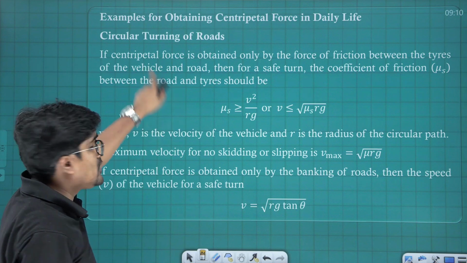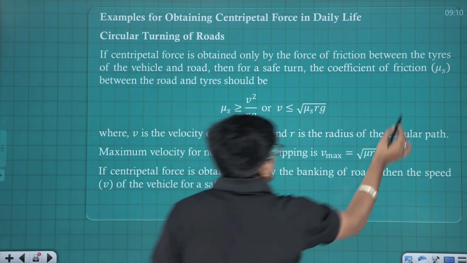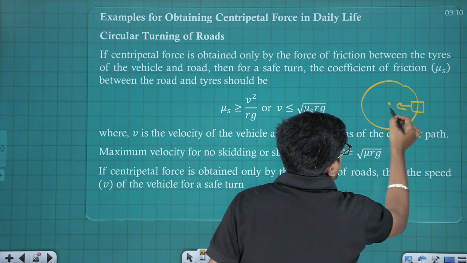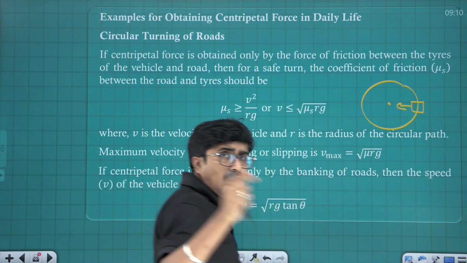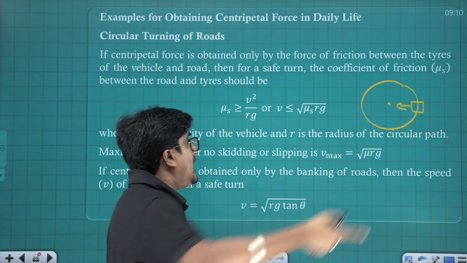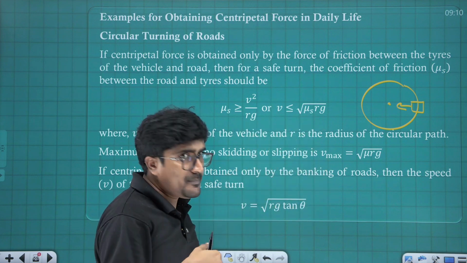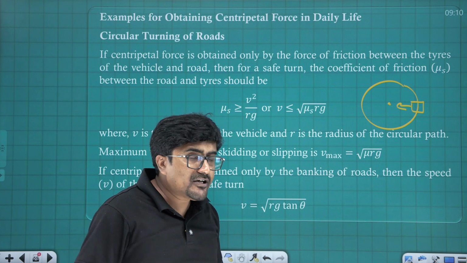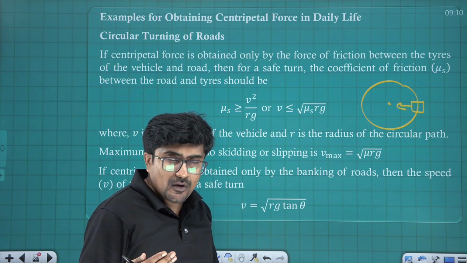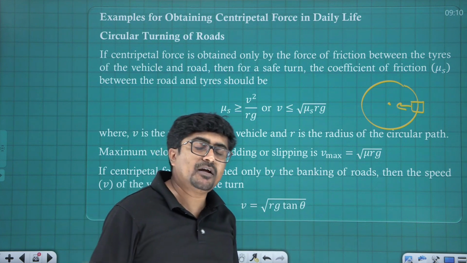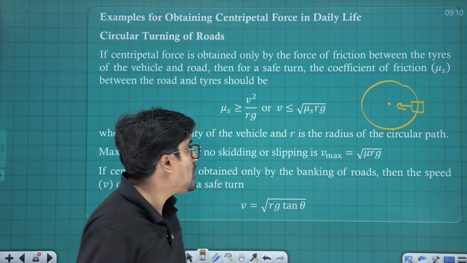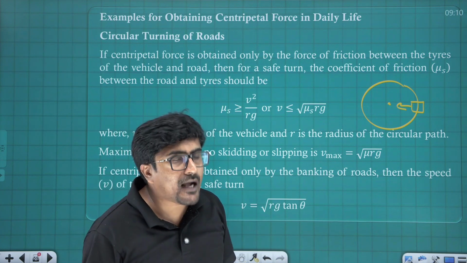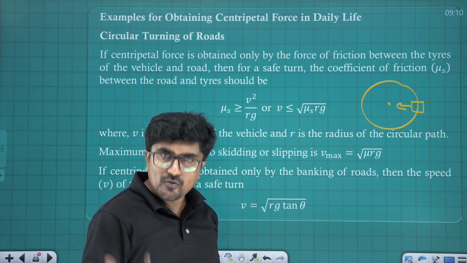Now the case is circular turning. That means if a body is moving in a circular path, the force that this body needs to keep itself in a circular path is centripetal force, and in this case the centripetal force can be offered by the friction between the body and the floor. If it is a car, it is the friction between the tire of the car and the road. And you know that friction has a maximum limit. Beyond that, it cannot offer a force.